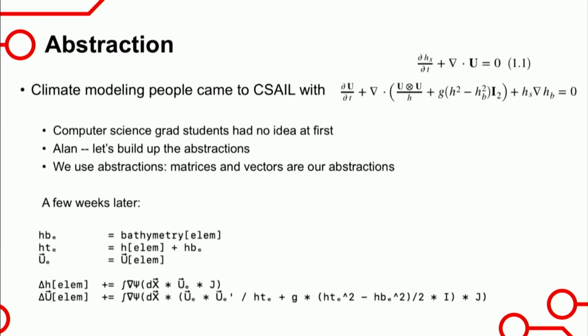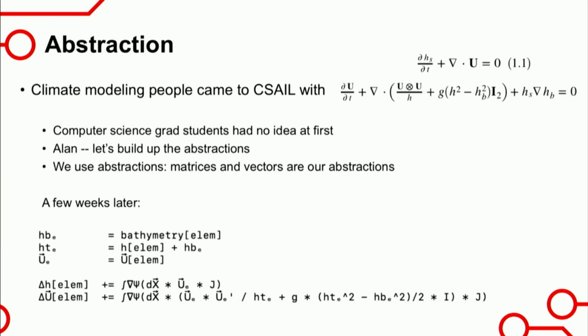So the climate modeling folks came over to my office in CSAIL, and they brought those scary-looking equations in the upper right over there. My computer science graduate students were like, well, we know lots of things, but we don't know that math. But I did what I always do. I said, let's figure out what are the right abstractions. And for me, abstractions are both in mathematics as well as in software. And so I just said, let's talk abstractions. Let's figure out what's the right thing to do.